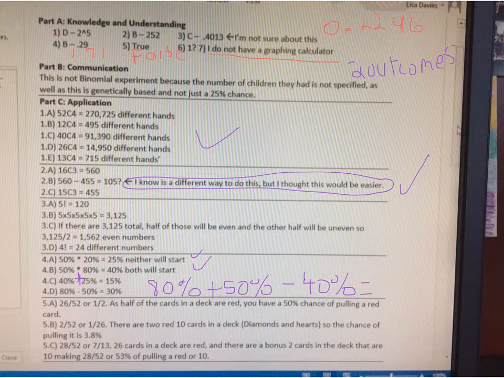For question 5, just getting to the bottom of this page here, everything's great. Yep, you did everything perfectly there.